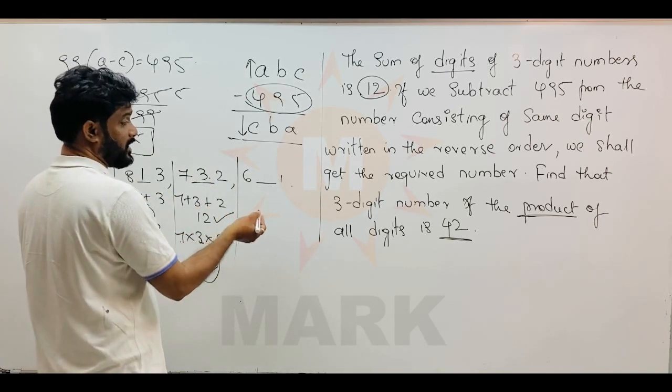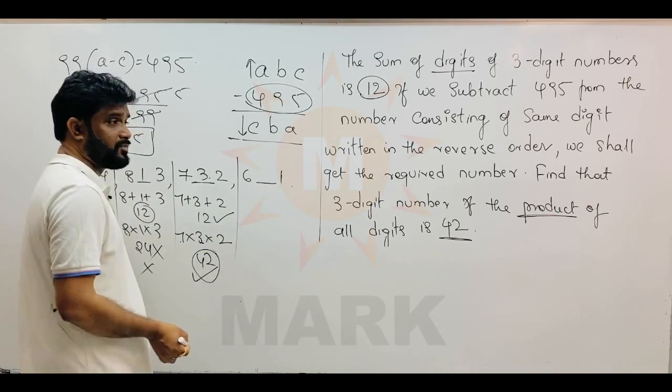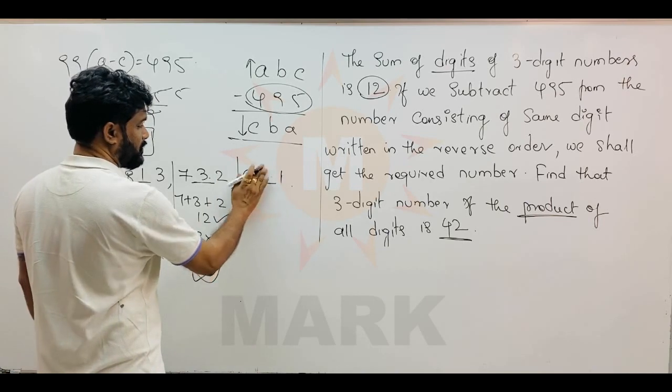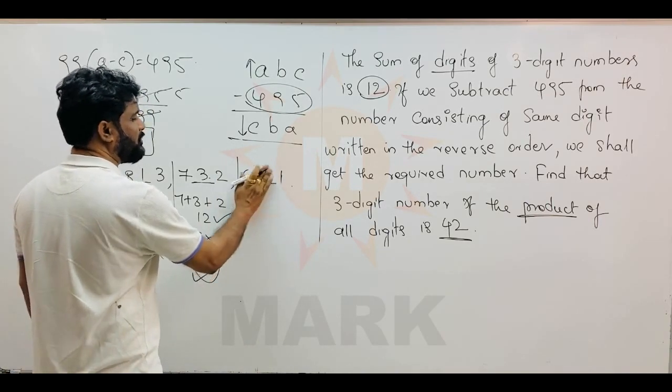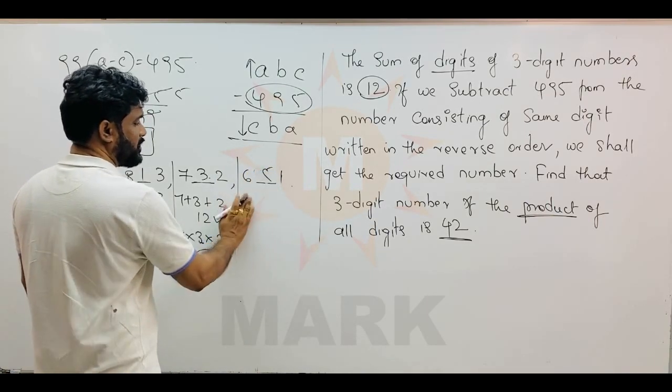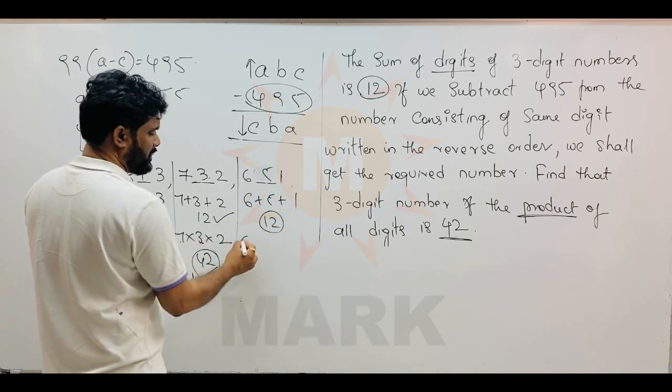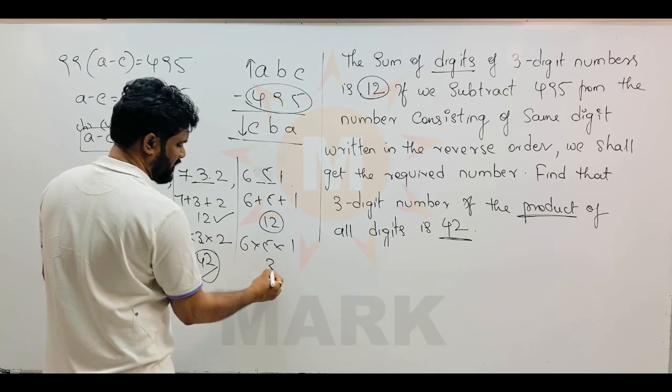Because if I put here 12, for making it 12, my dear friends, if I put 2 here, so 6, if I put not 2, if I put 4 here, or 5, I am sorry, 5. So I think it is 6 plus 5 plus 1, that makes 12, okay, fine. But 6 into 5 into 1 is equal to 30, so that is ruled out.